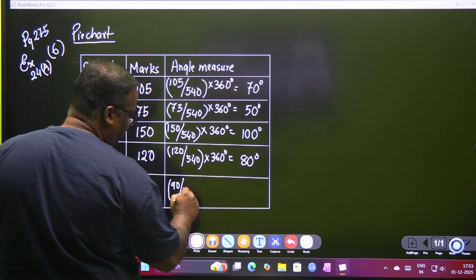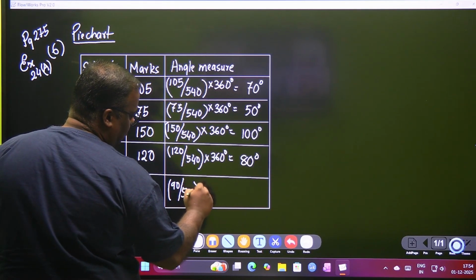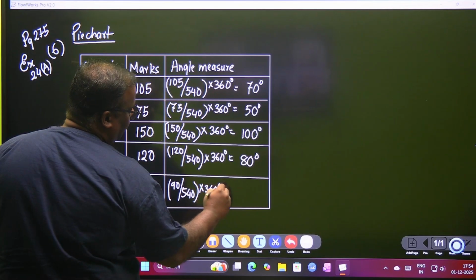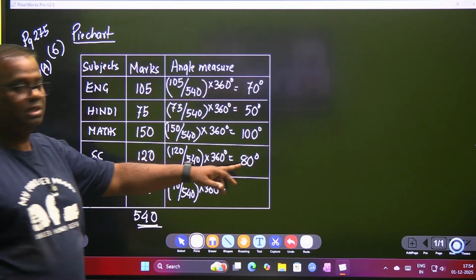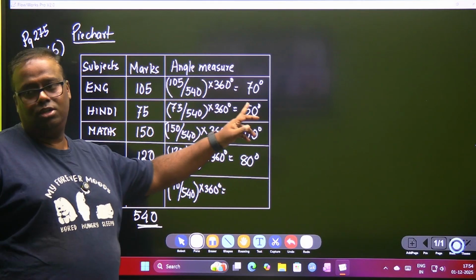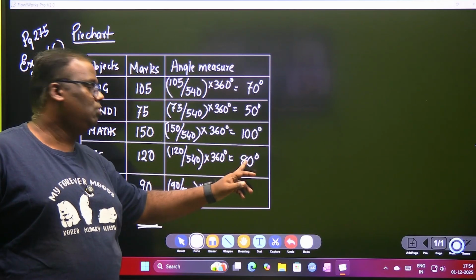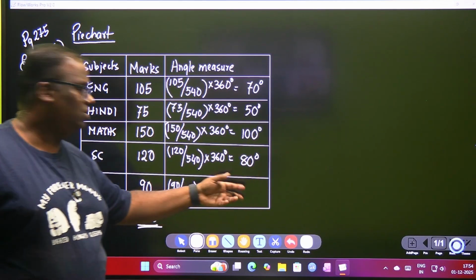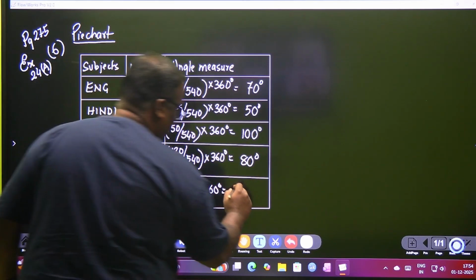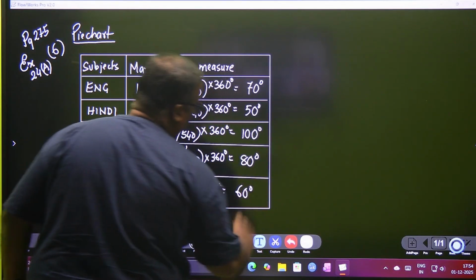And this one you tell me now: 90 by 540 multiplied by 360. Now here you don't do calculation. Add all these up: 70, 50, 120, 220, 220 and 80, 300. So this has to be 60 degrees. Now we have got all our angles.